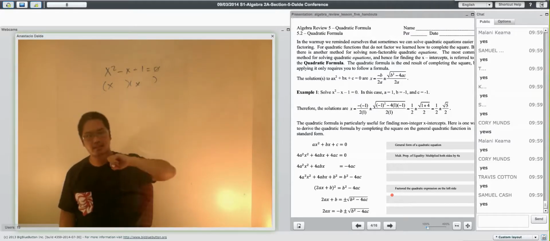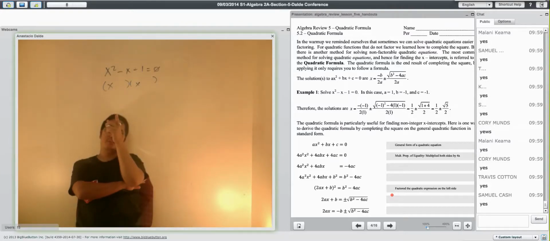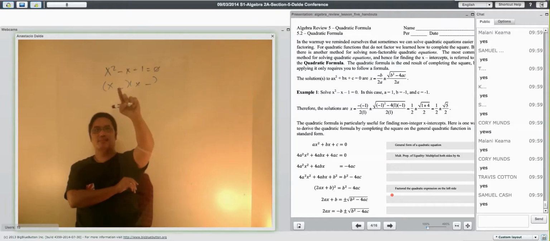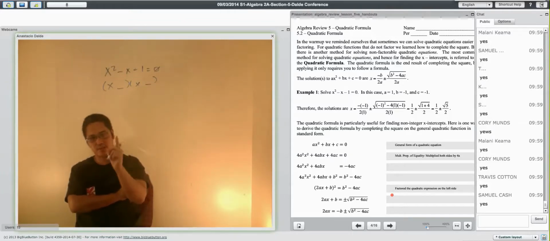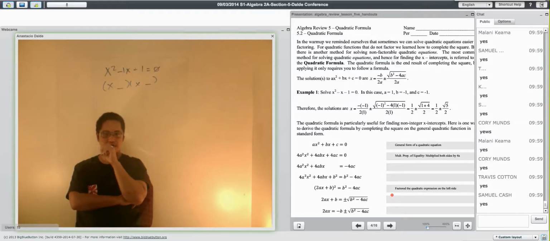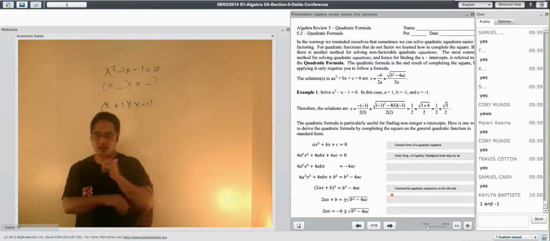x, and what we want to try to do here is figure out two numbers that multiply to be negative 1, but add to be negative 1. Can you think of those two? They need to multiply together to be negative 1. And then when you add them together, they need to be negative 1. One and negative 1. Let's try that. I think that's a great guess.